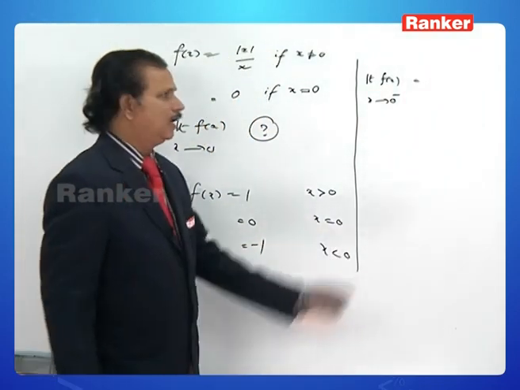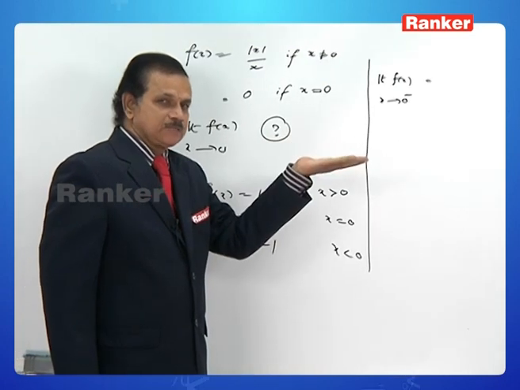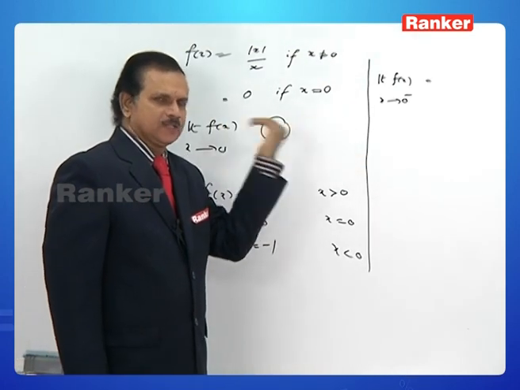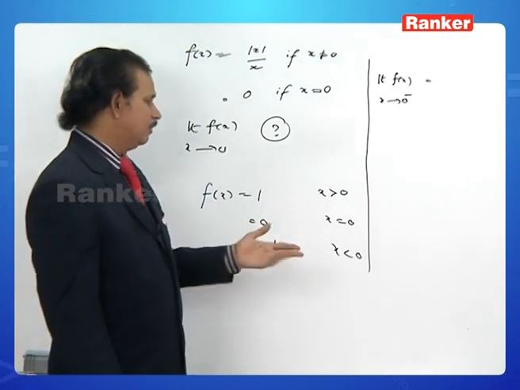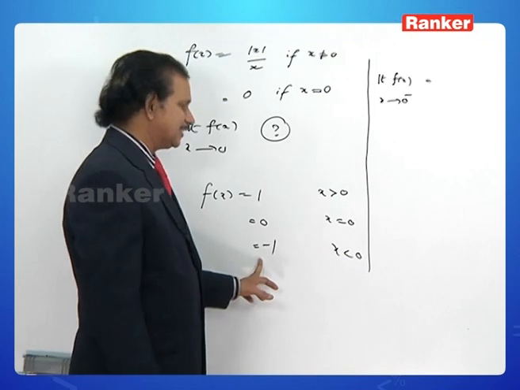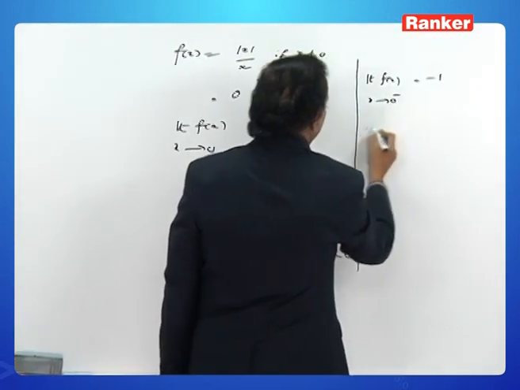What does it mean? x tends to 0 from left. That is, x lies to the left of 0. Does that mean less than 0 or greater than 0? Less than 0. When x is less than 0, what is f of x? Minus 1. Hence the answer is minus 1.